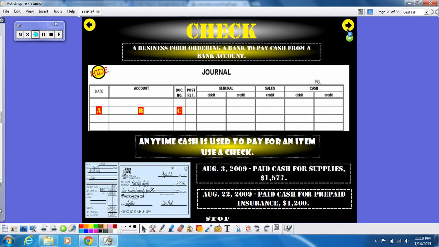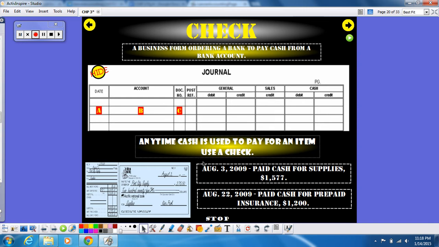Now let's move on and talk about a check. First of all, the definition for a check is a business form ordering a bank to pay cash from a bank account. That needs to be in your notes. Anytime cash is used to pay for an item, you use a check. So if a transaction ever says paid cash, a check is always used as your source document. We have our two examples here, so you're going to write those in your notes. We need the definition, when it's used, and your two examples all written down.